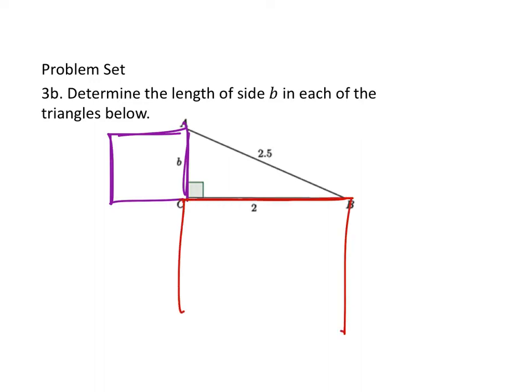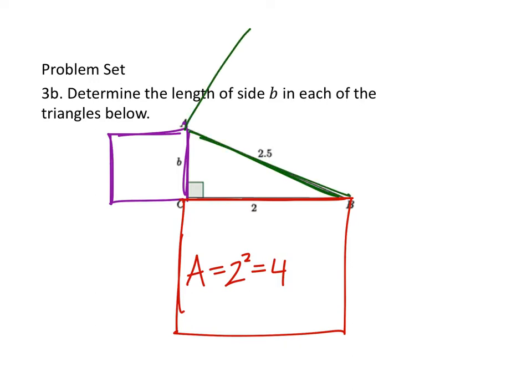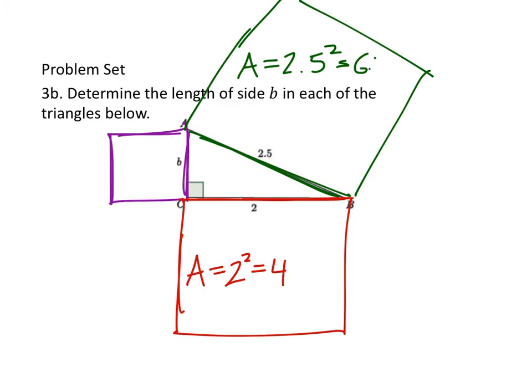So I've got this red square, which is also part of that leg. Its area is 2 to the power of 2, which is 4. And then I've got the hypotenuse over here. And I'll draw its square, which has an area of 2.5 to the power of 2, which is 6.25.